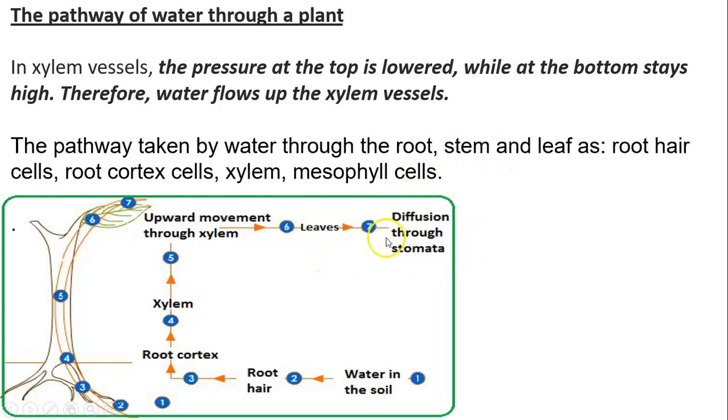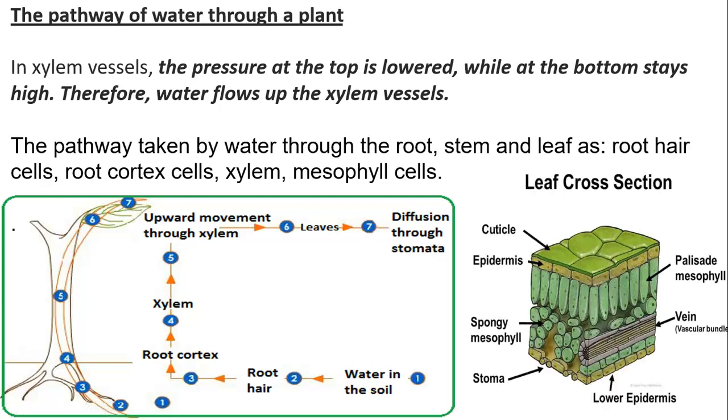How does the water leave the plant afterwards? It leaves the plant by transpiration, which is the evaporation of water from plants, through the stomata. Remember the stomata? We talked about the stomata before. So when the water reaches the leaf, where does it go? It goes to the mesophyll cells, spongy mesophyll and palisade mesophyll. Why? Because they are the ones responsible for photosynthesis.